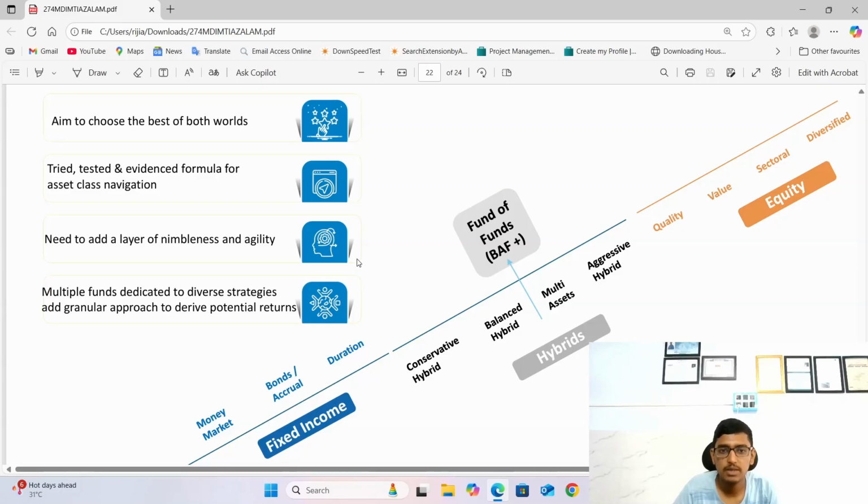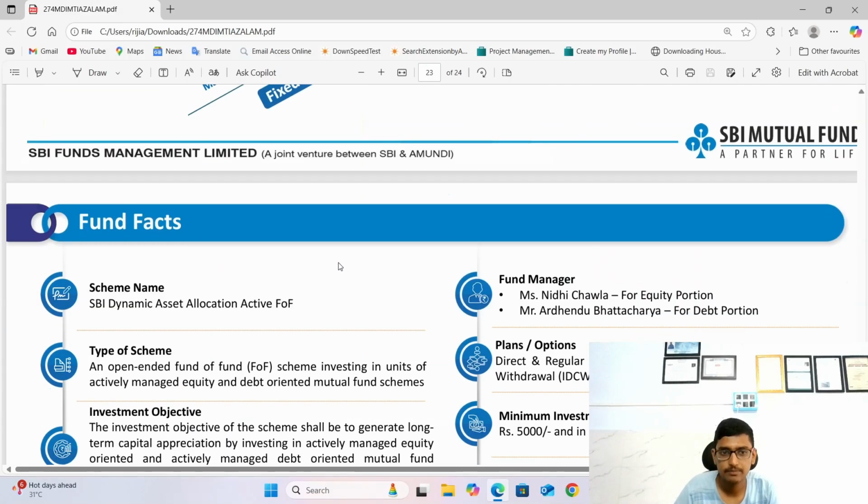We need to add a layer of nimbleness and agility. We want our funds to be balanced automatically. We don't want to do it by ourselves. And multiple funds dedicated to diverse strategies and a granular approach to derive potential returns. There are multiple funds inside this fund, so it gives you a granular approach and good potential returns.